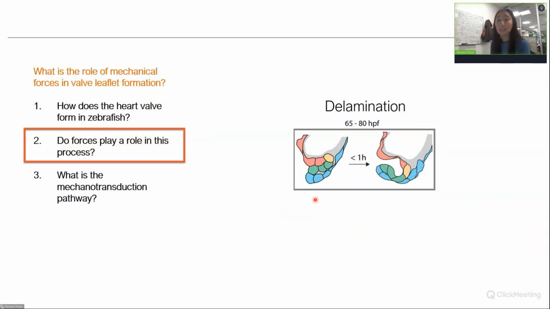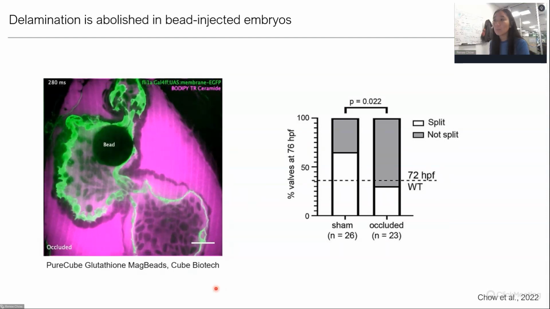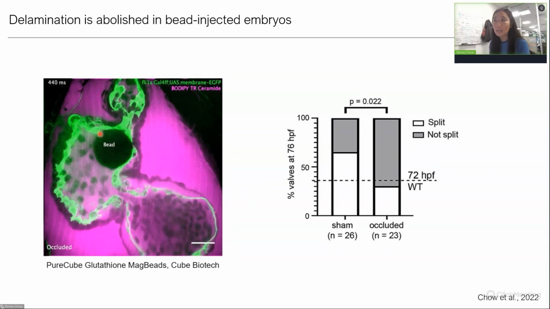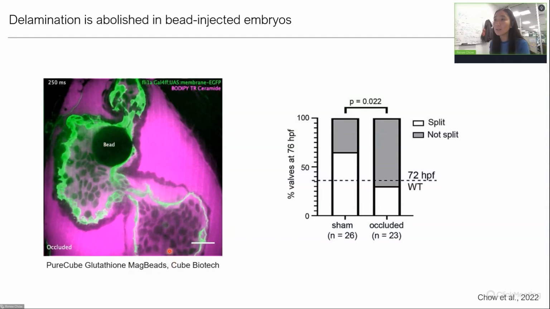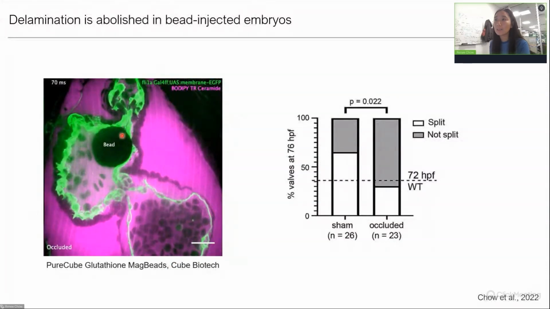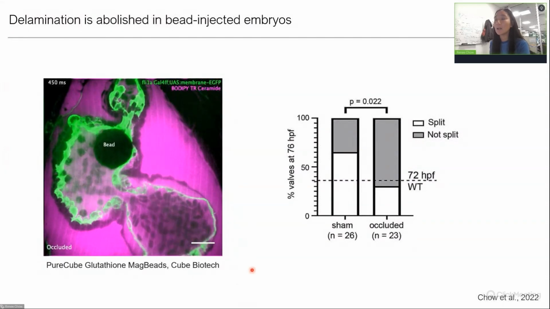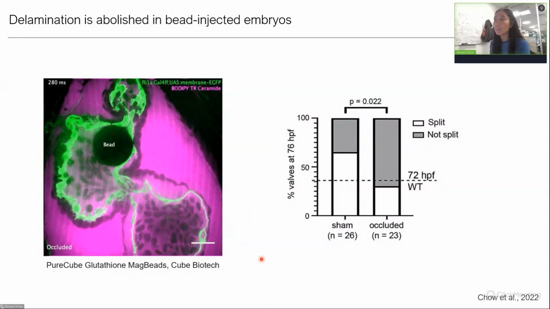So now that I've got a clear understanding of how the heart valve forms, I want to find out, do forces play a role in this splitting process? And one of the first things I did was to put a bead into the zebrafish heart to block the blood flow. And you can see here all of these red blood cells, they're going into the ventricle, but they can't go through here. They get stuck, and so they have no option but to go backwards into the atrium. And when I do this, it completely stops the delamination process.